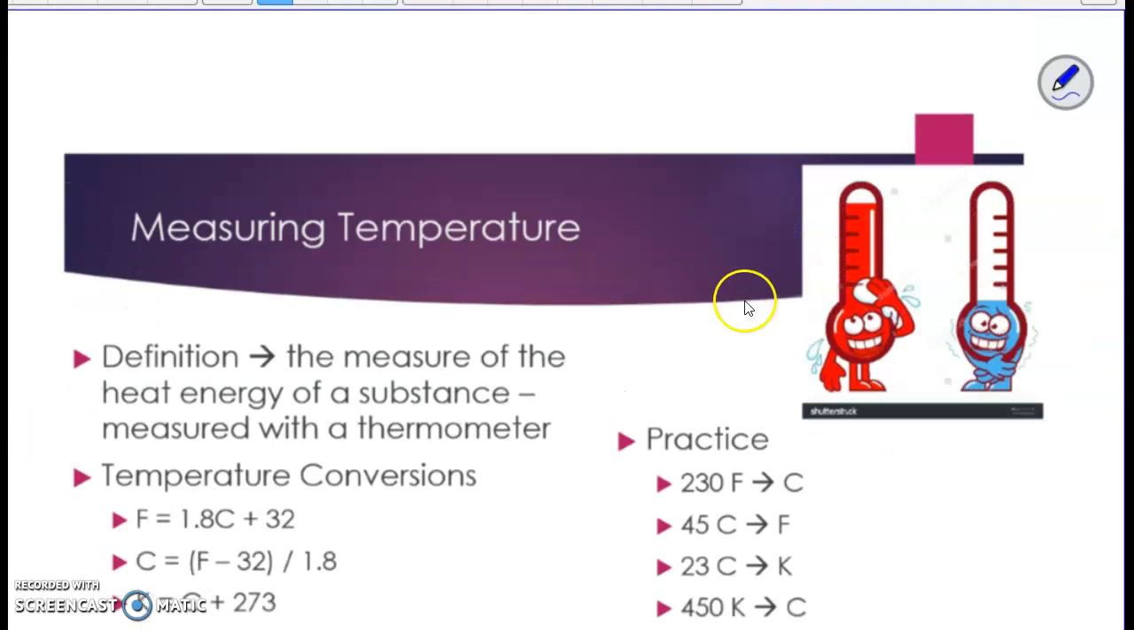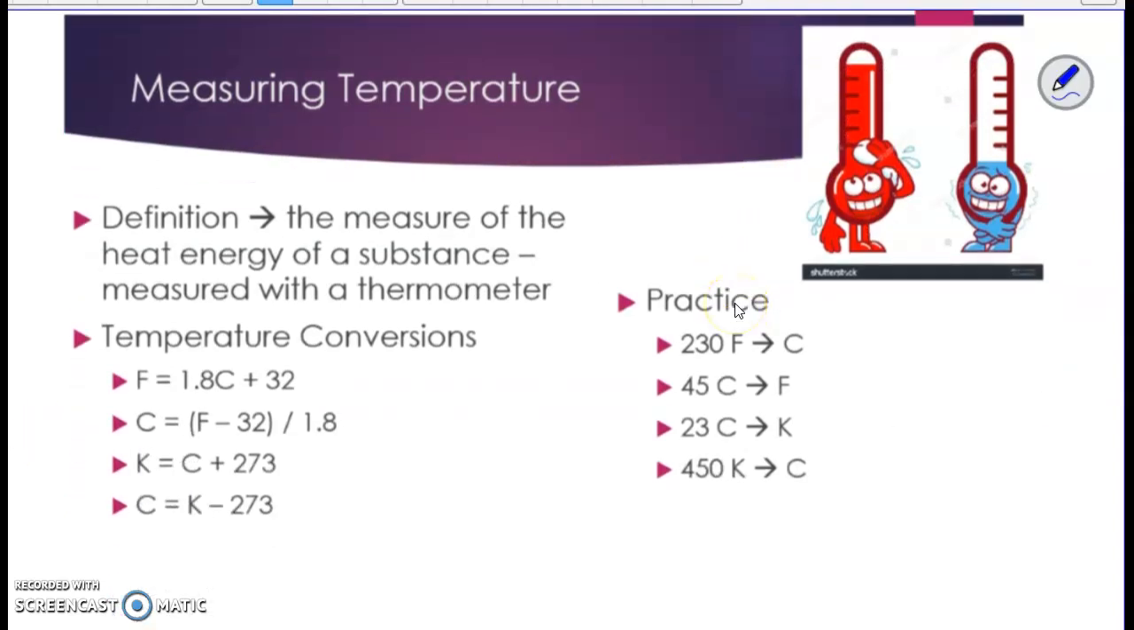Next, we need to talk about measuring temperature. Temperature is defined as the measure of the heat energy of a substance, and it's measured, of course, with the thermometer. There are a variety of temperature conversions. The main one that we actually use in this class will be this one. The Kelvin scale is the SI unit for temperature, and we're going to use that a lot.